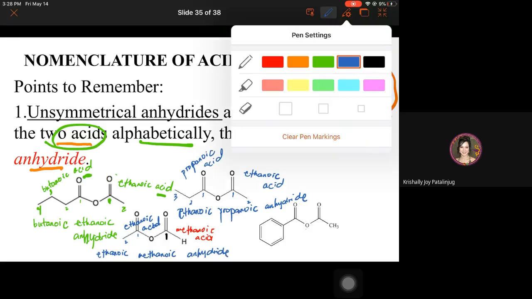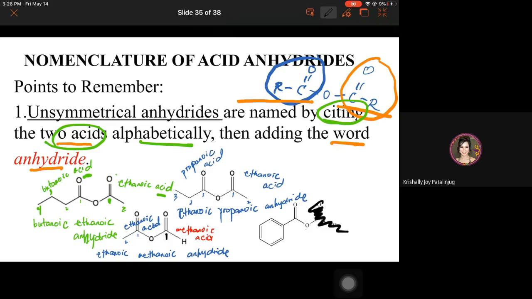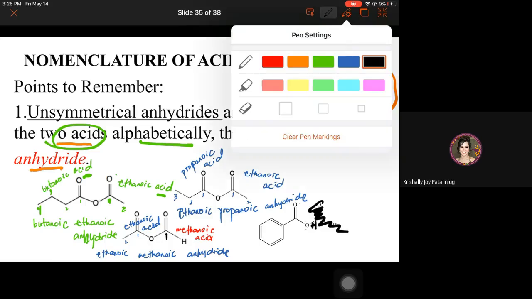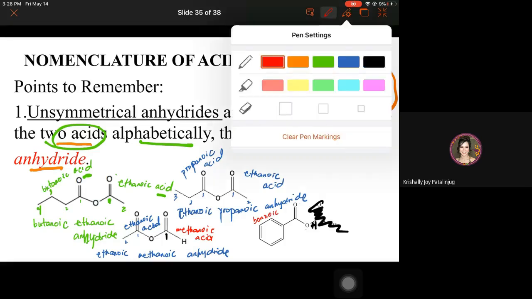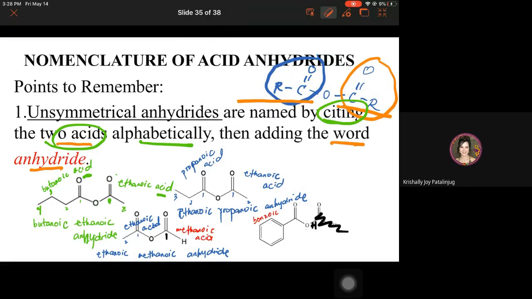And lastly, as if I erase this. What is this acid? What is that acid? Type in your answer. That is benzoic. Very good. That is benzoic acid. So, I'll put this here: this is benzoic acid. I'll bring back the other one. What is this acid? Only two carbons. Carbon 1, carbon 2. So, this is ethanoic acid. So, first benzoic, next ethanoic anhydride.